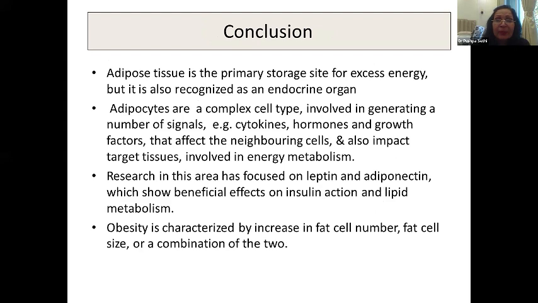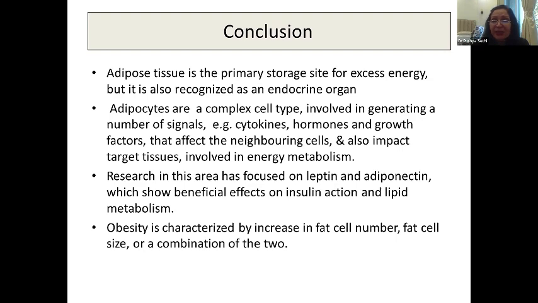Adipocytes are a complex cell type involved in generating a number of signals like cytokines, hormones, and growth factors that affect the neighboring cells and also impact target tissues involved in energy metabolism. Research in this area has focused on leptin and adiponectin, which show beneficial effects on insulin action and lipid metabolism.